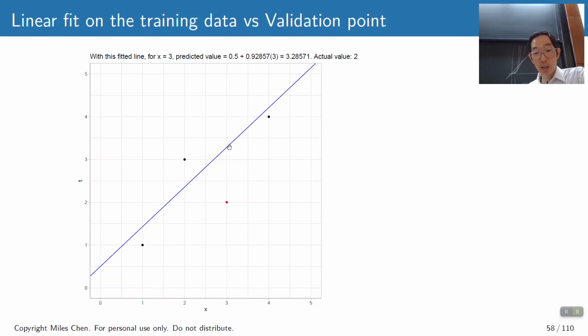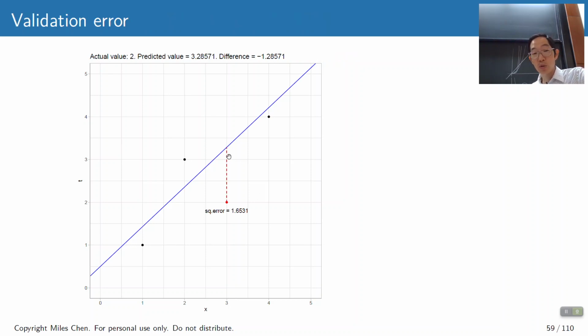The best predicted value is 3.2857. The actual value is 2, so my difference is 1.2857, and if I square that, my squared error is 1.65. So far, so good? This kind of makes sense?